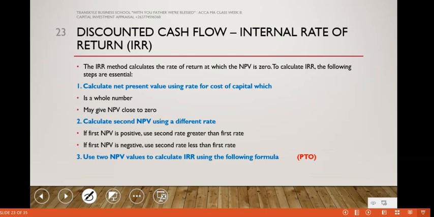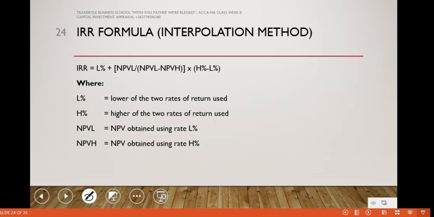Then, if the NPV which you have calculated is positive, use a second rate greater than the first rate. Remember, you need to compute another NPV which is negative to make your working a bit easier. If the first NPV is negative, use a second rate less than the first rate. Then use the two NPV values to calculate IRR using the following formula. IRR is equal to lower percentage plus, open bracket, the NPV of the lower percentage, all divided by the NPV of the lower percentage minus the NPV of the higher percentage, close bracket, multiplied by higher percentage minus lower percentage. Okay, you will understand this as we do an example.